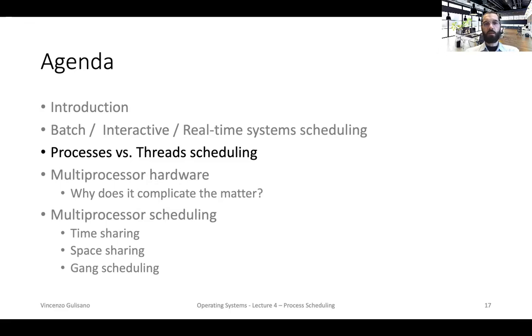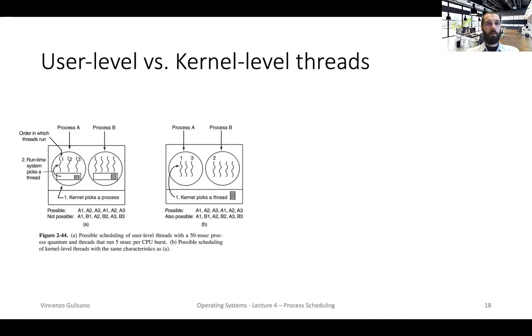Now that we have discussed the different scheduling strategies we have for batch and interactive systems, we can go back for a moment at the differences between user-level threads and kernel-level threads and how they are related to scheduling. And hopefully now this should be clear. So we said last time in the previous lecture that we have user-level threads and kernel-level threads.